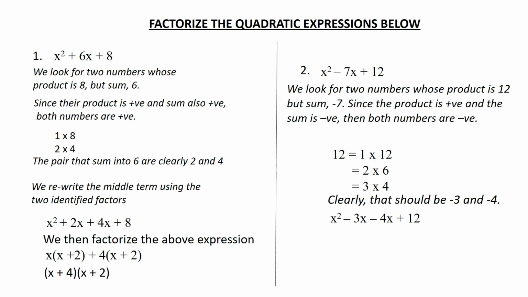So the first two become x into x minus 3, while the last two become minus 4 into x minus 3. Now x minus 3 is common. We put it under one bracket and put x minus 4 in another bracket. And then we have factorized our quadratic expression.